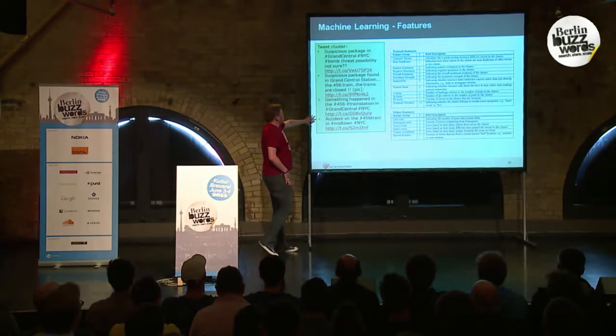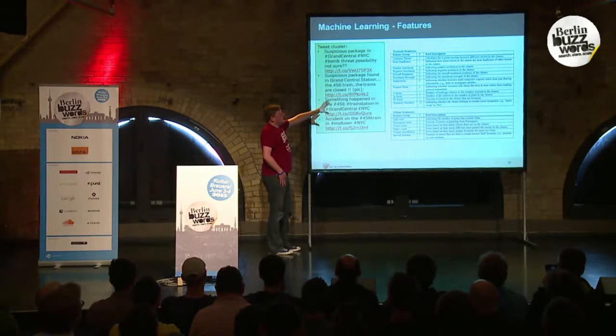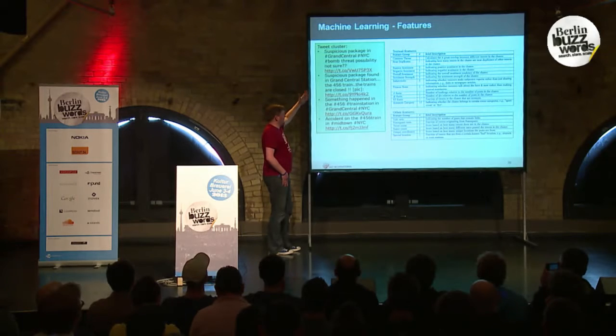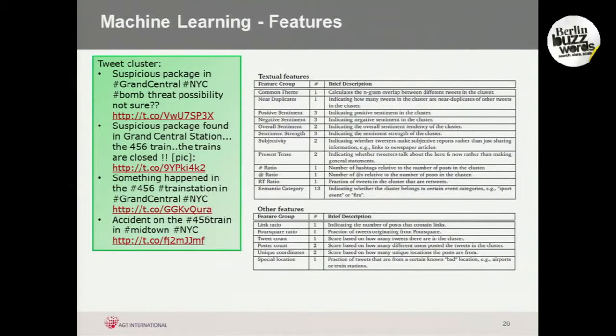As I said, we have the tweet clusters. This is one example here, and then these are all the features that are computed on those. Because now we want to do the real intelligence. We want to figure out, is it good or is it not good? The first feature that we use here is a common theme, and it basically calculates an n-gram overlap between the different tweets in the cluster.